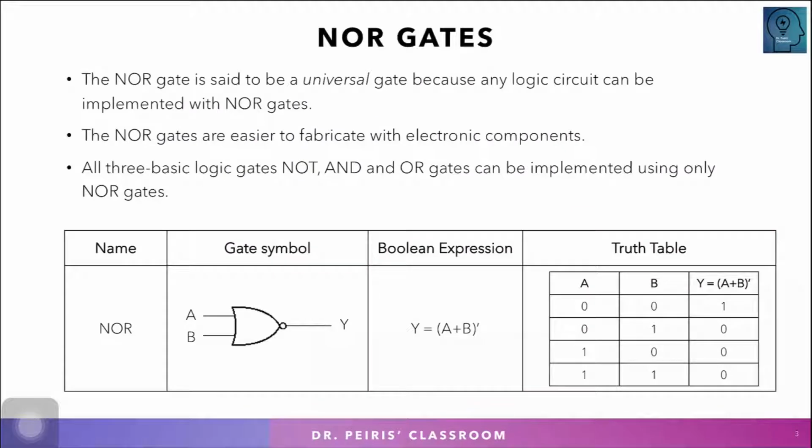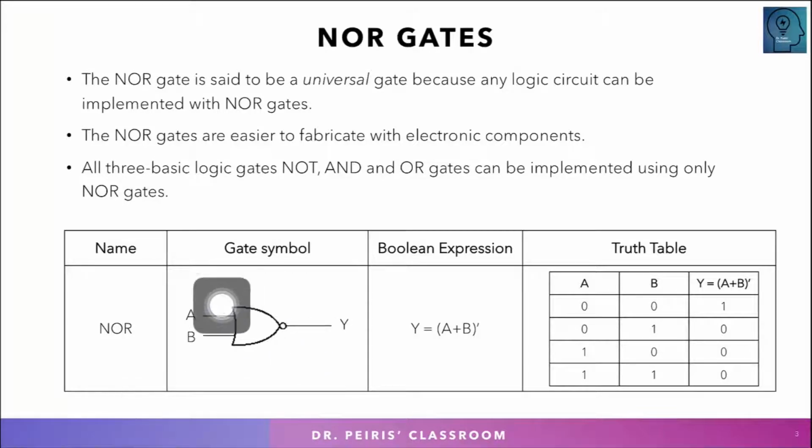The NOR gates are said to be universal gates because any logic circuit can be implemented with NOR gates, and as well as they are easier to fabricate with electronic components, and we can implement all the AND, OR and NOT gates using only NOR gates.